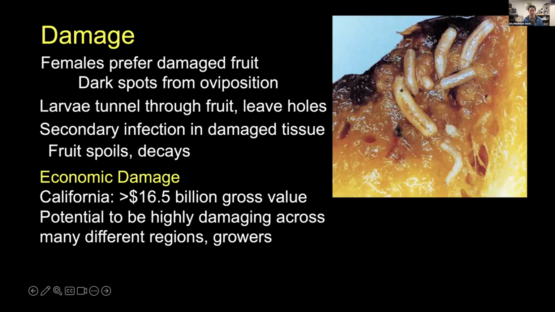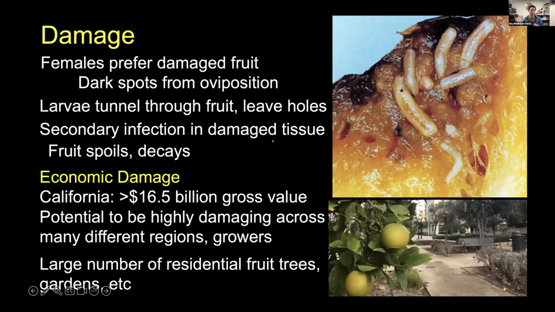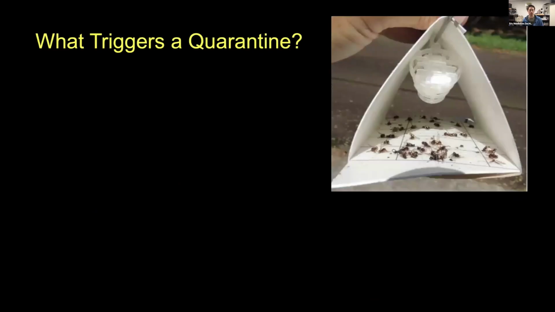So, very, very serious impact, with potential to be highly damaging across many different regions and for many different growers of many different crops. And beyond that, of course, there's a huge number of residential fruit trees, gardens, things like that. So it's not just on the agricultural side that many of you are working with, but this is also a very serious problem for basically all residents of California as well.